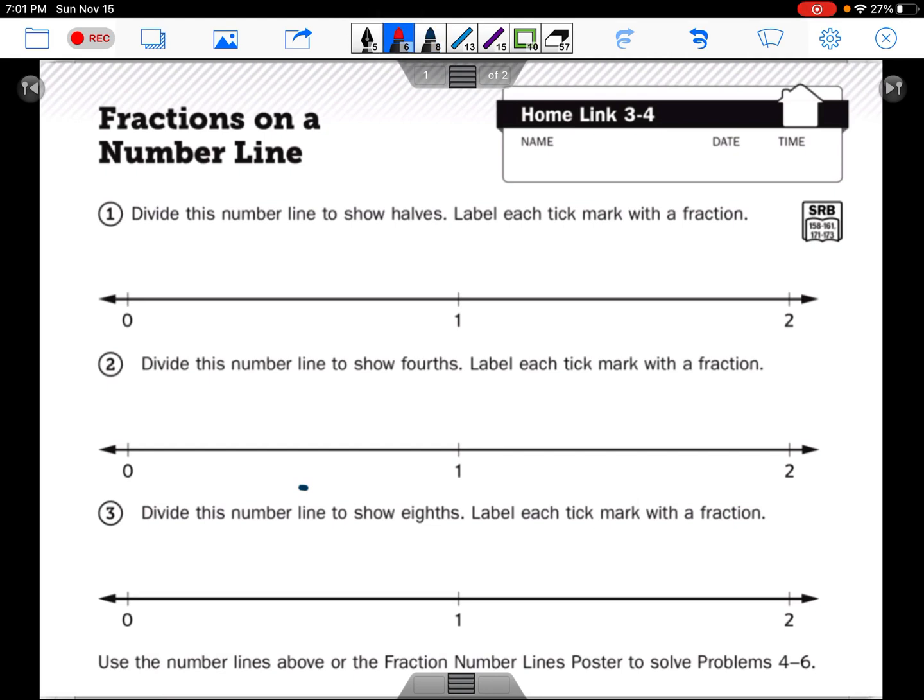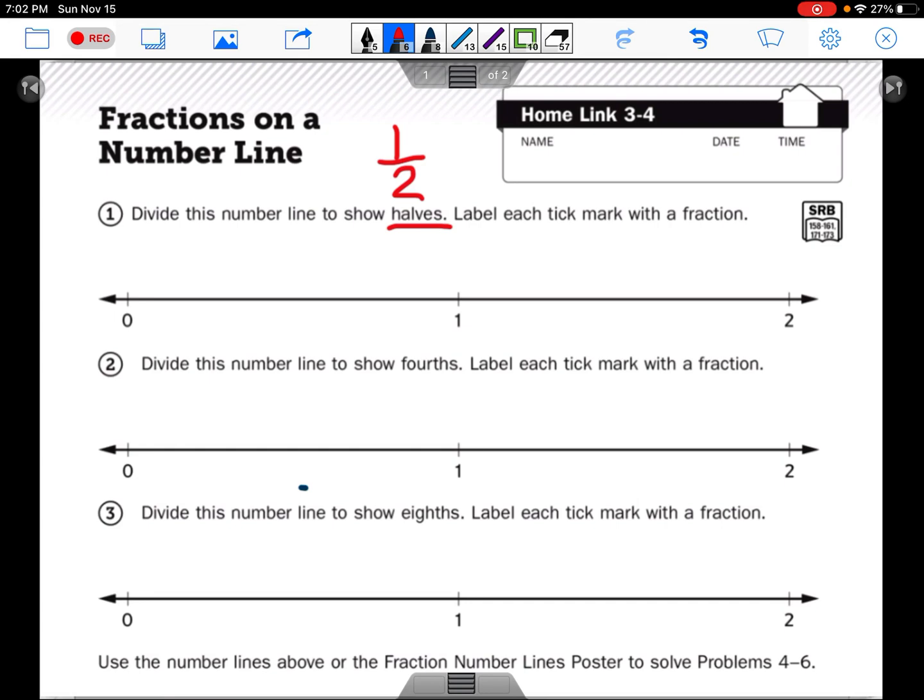All right, we're going to start by dividing the number line to show halves. Okay, halves, you know what halves are. Think about when you turn a half year older, you're 11 and a half or you're 12 and a half. Label each tick mark with a fraction, okay?